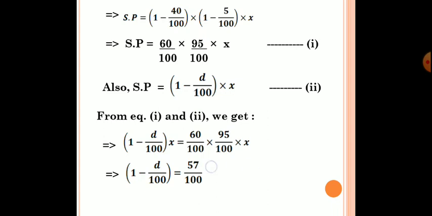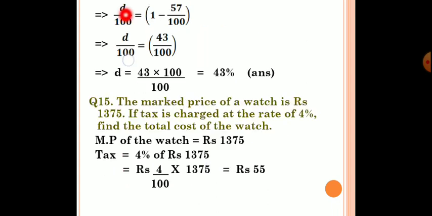Now bring this d by 100 to the right hand side. So on the other side, we will get 1 minus 57 by 100. So d by 100 equals, now taking the LCM as 100, in the numerator we'll have 100 minus 57, which is 43, by 100. So we can bring this 100 to the other side and it will get multiplied. Therefore, d is equal to 43 into 100 by 100, which is equal to 43%.